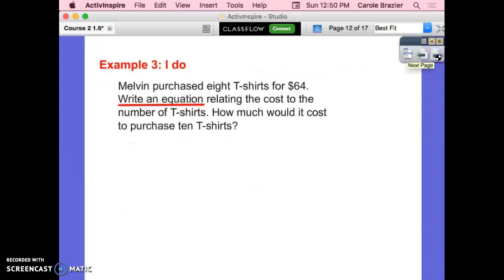So looking at this one, Melvin purchased 8 t-shirts for $64. So first I want to find my unit rate. So my unit rate is going to be $64 over 8 t-shirts because I want to know what one t-shirt is going to cost me. Okay, so if I divide this, it's going to be $8 per shirt.